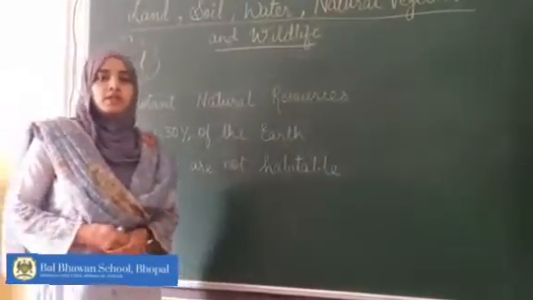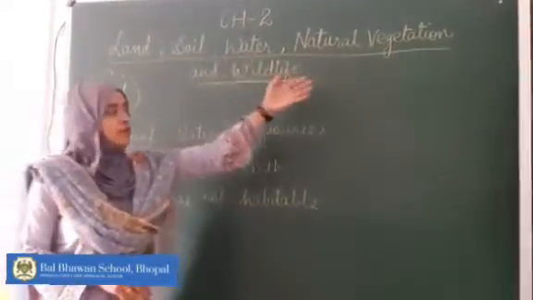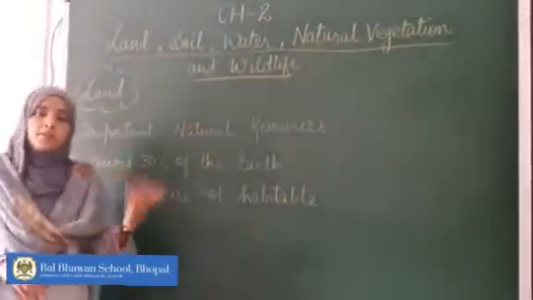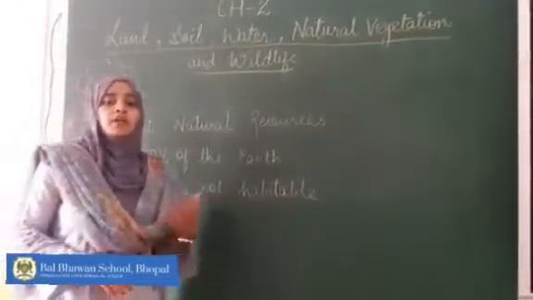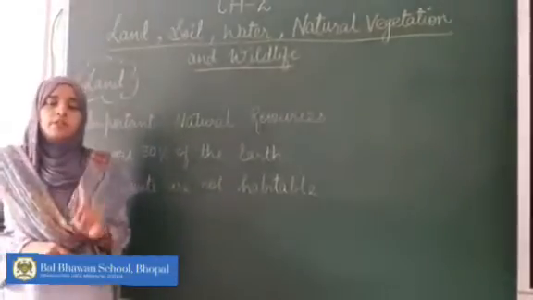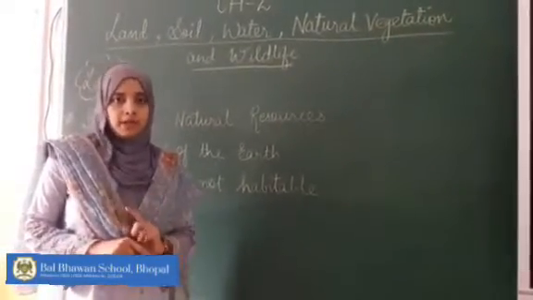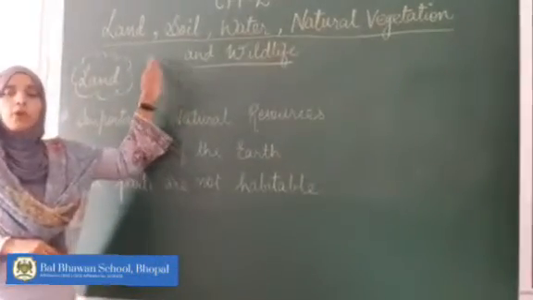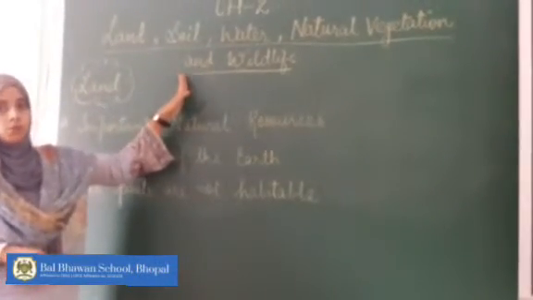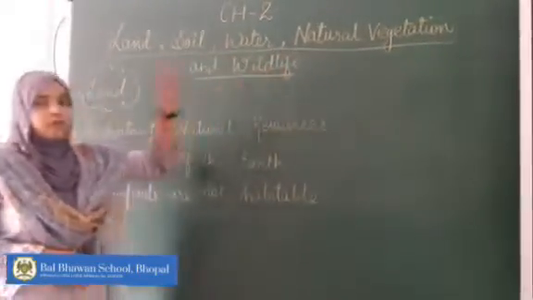Good morning students. Today we are going to read Geography chapter 2, Land, Soil, Water, Natural Vegetation and Wildlife. In the previous chapter we have read about resources and the types of resources. If you could recall, the first type of resources was natural resource. Okay, this you have read. So here in this chapter we are going to read about natural resources only: land, soil, water, natural vegetation and wildlife.